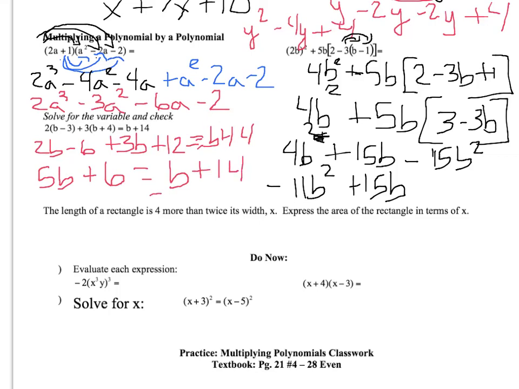Bring the b's to one side and numbers to the other. 5b minus b is 4b. 14 minus 6 is 8. Divide by 4, b equals 2.